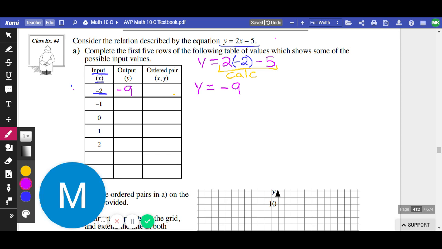When I have an input of -2, I have an output of -9. As an ordered pair, we write that as -2, negative 9. Input goes first, output goes second.